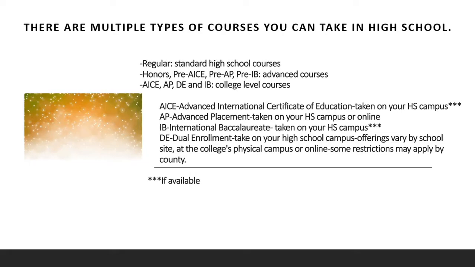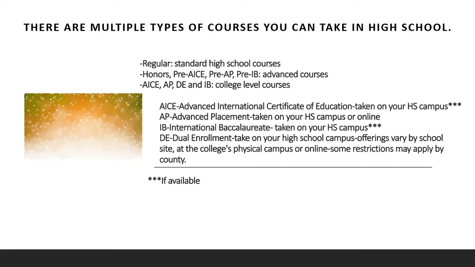So in high school, there's multiple courses that you can take. There are regular courses, which are your standard high school courses, okay? Then you have your honors, pre-ACE, pre-AP, pre-IB. I know that gets a little complicated, but those are all your more advanced courses. And then after that, we have our ACE, AP, DE, and IB courses. And those are your college level courses.